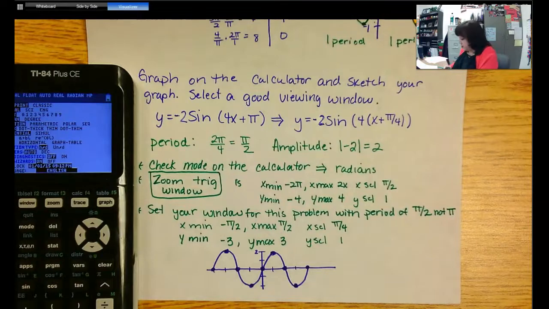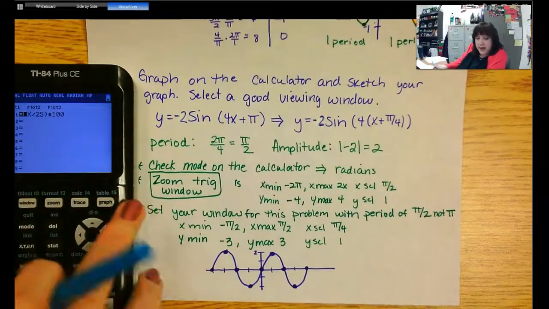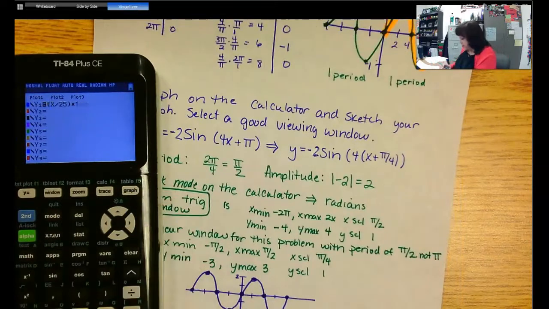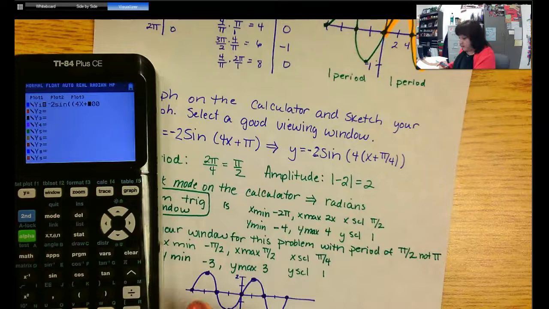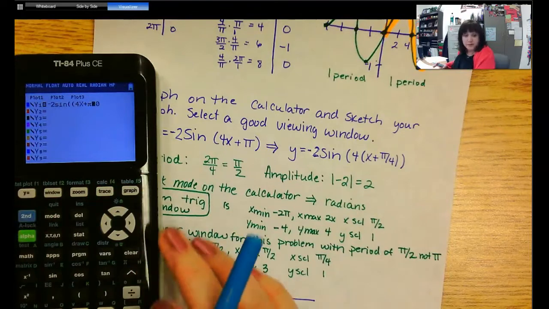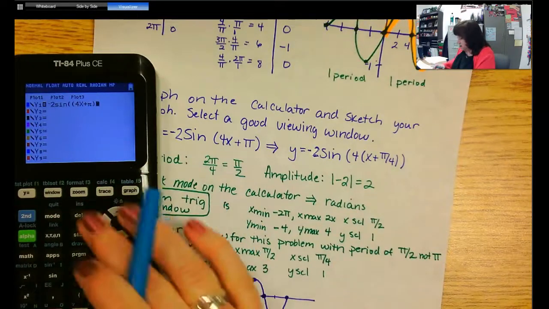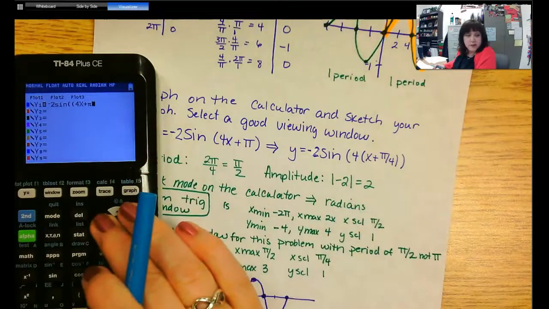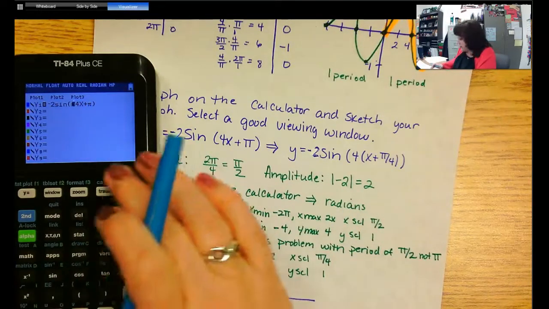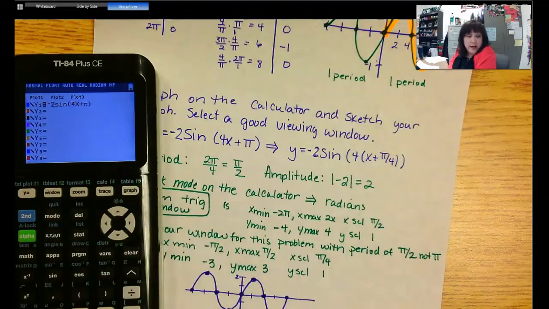The first thing I'm going to do is go into my y equals and type in my graph, which is -2 sine, and then inside I have 4x plus, and then my pi symbol, and close it. Let me double check myself. I got a couple of sets of parentheses there that would possibly mess things up, so let's get rid of one of those. And I have -2 sine of 4x plus pi.